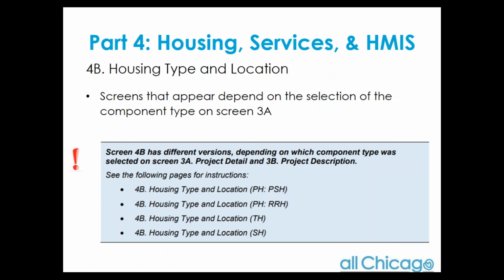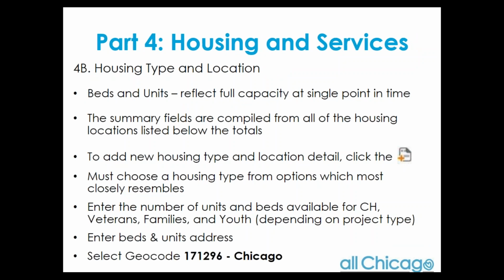You're also going to see housing type and location. This is going to be different depending on what you selected in the component type of 3A. So again, this is something that you'll be able to fill in based on what you've seen earlier in the application. When you do select here, you'll have the option to put in the beds and the units and reflect this at your full capacity, not necessarily just the single point in time.